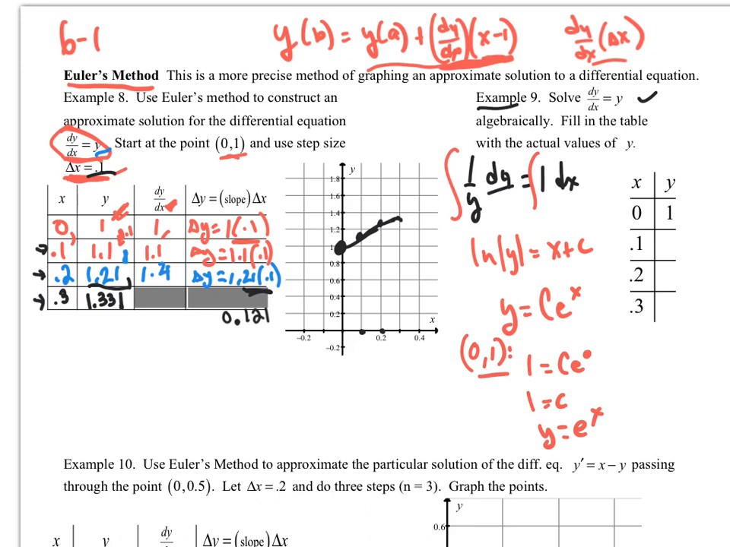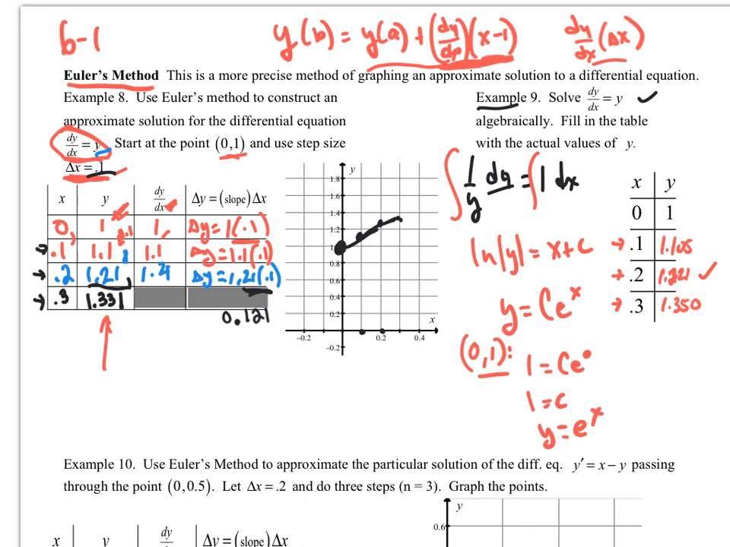Plug those values in, use your calculator, and see what my y values are. And I want to compare them to those. Okay, let's compare at 0.1. At 0.1, I get 1.105. That's very close. Then at 0.2, I thought 1.21, oh, that got off a little bit. Oh no, I got that wrong. It is 1.221. That isn't very far off.